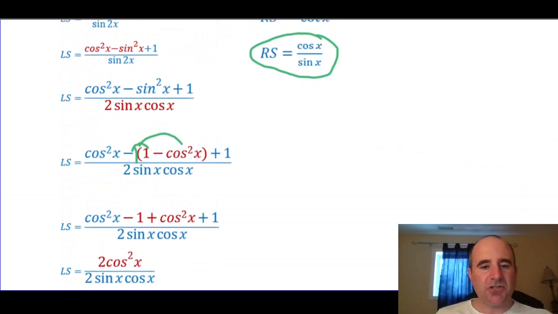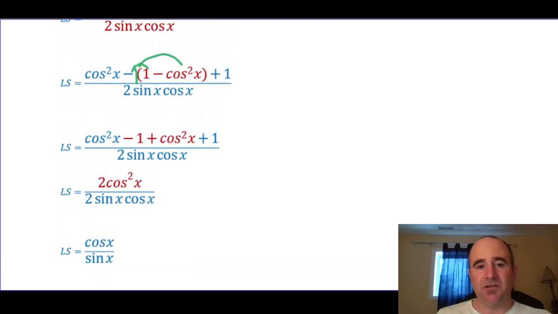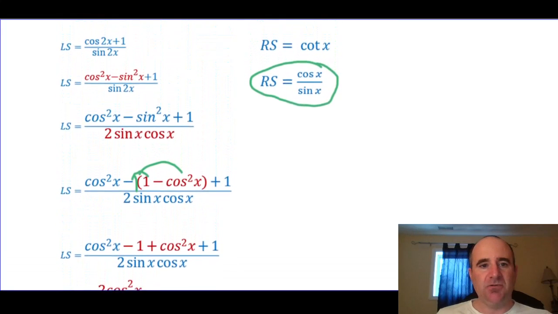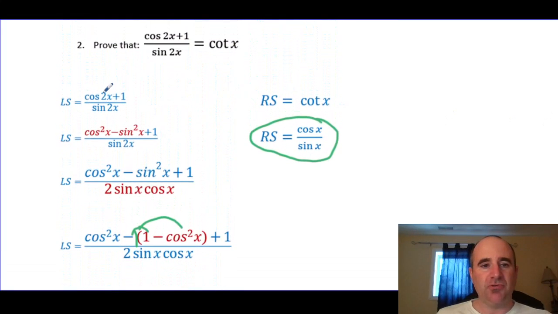Now there is actually a quicker way that we could have completed this proof. And it has to do with the fact that we chose to take cosine of 2x and replace it with cos squared minus sine squared x. I could have instead said that cos 2x is equal to one of the other two identities, either 2 cos squared x minus 1 or 1 minus 2 sine squared x. I could have used either of those identities.